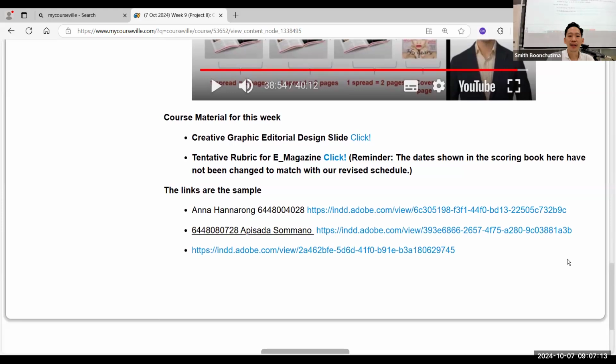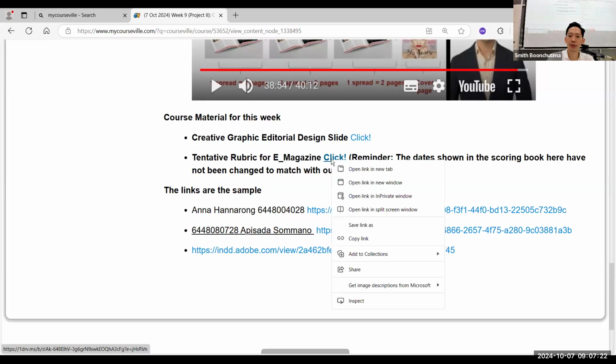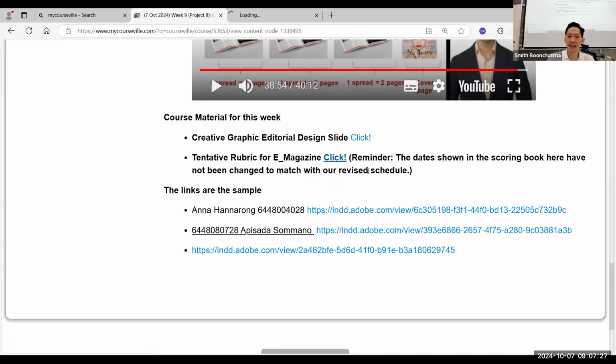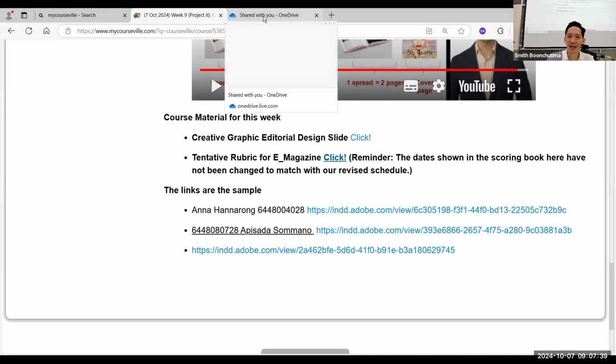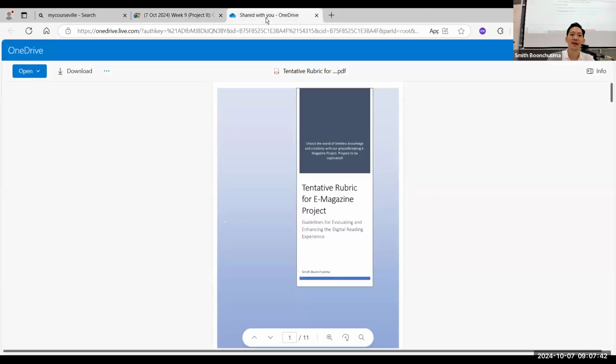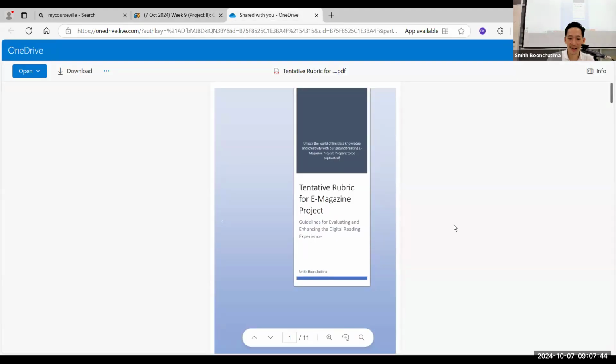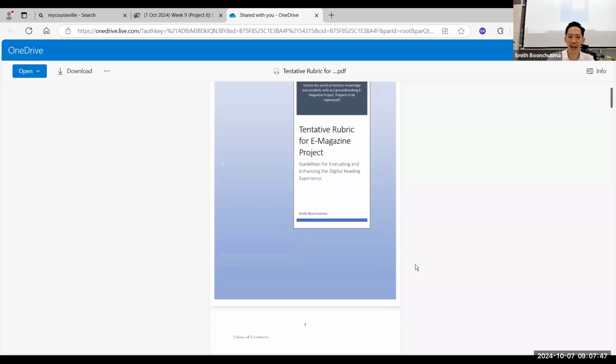Right. Okay. I would like to show you the rubric that I will use to evaluate your progress and your final products. You can also take a look at the rubric as well, so that you understand what I expect from you in each week after this. I would like to be very transparent, very clear as much as I can, so that we are all on the same page in every single step.